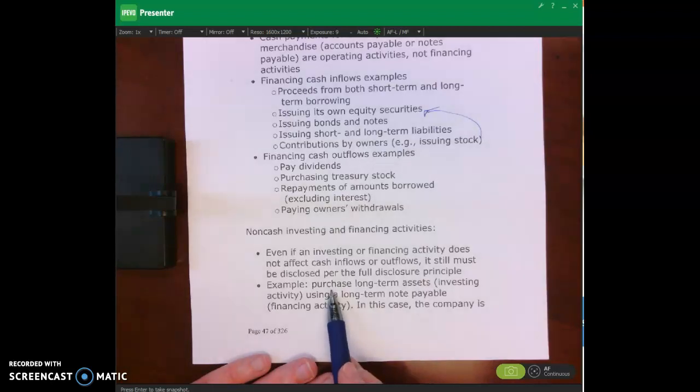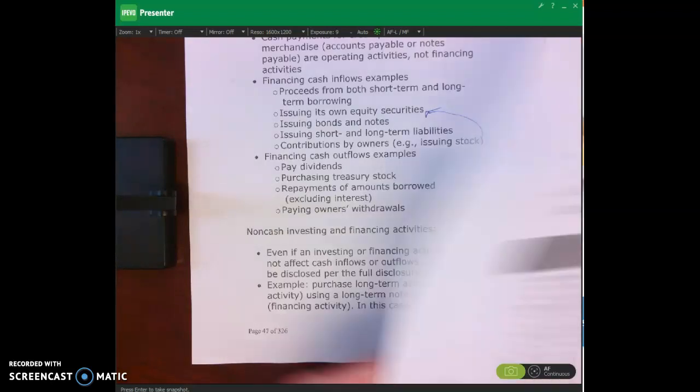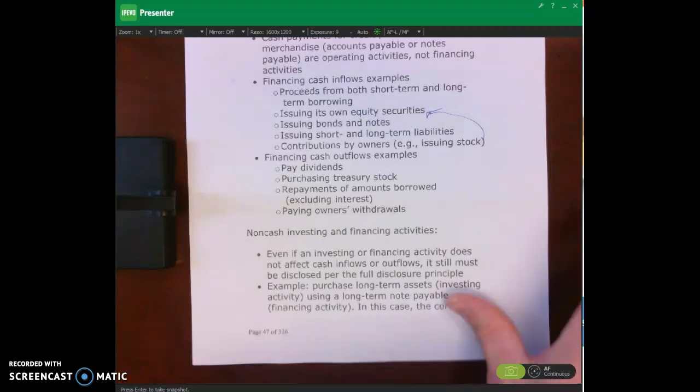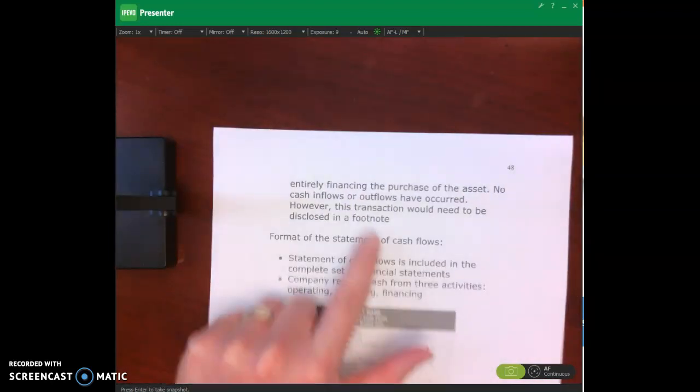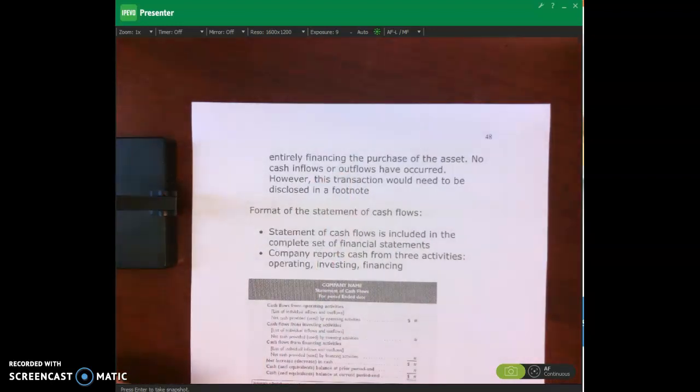If we purchased long-term assets, so let's say we purchased a building, and we didn't put any cash down. So we financed the entire purchase of the building. Does it affect cash at all? Well, no, because cash didn't go down. In this case, the company is financing the entire purchase of the asset. No cash flows occurred at all.